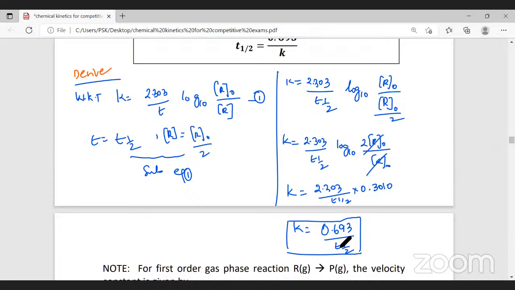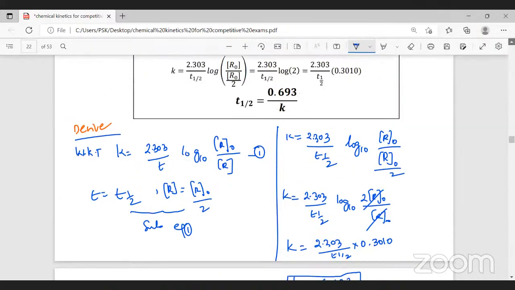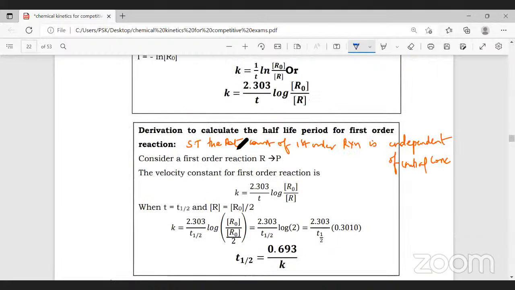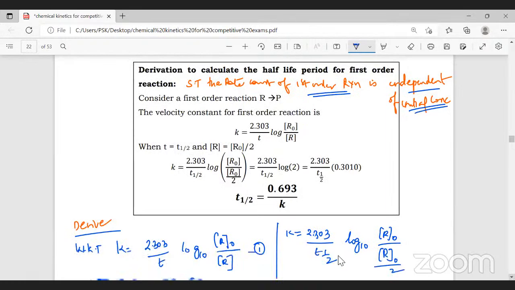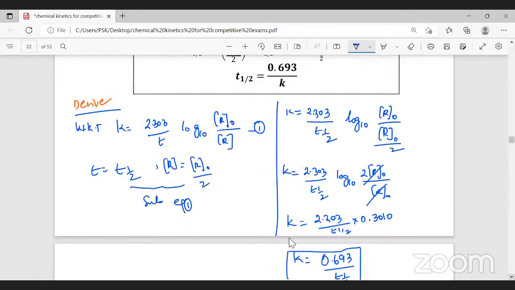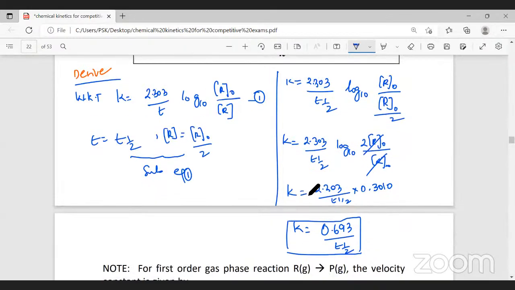Anywhere is a concentration term mentioned? No, sir. That means in this equation, the rate constant of a first order reaction is independent of what? Initial concentration. That is what I told you here: derive to calculate the half-life period of the first order reaction, or show that the rate constant of a first order reaction is independent of initial concentration. So the derivation clearly says that the half-life period is independent of initial concentration.